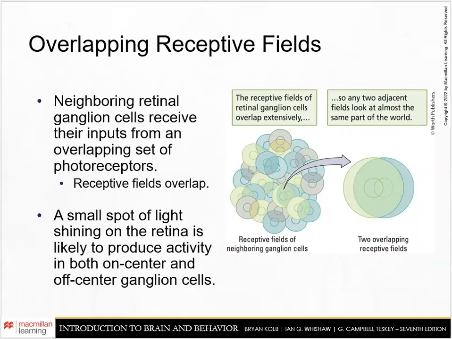So then there are these overlapping receptive fields, where neighboring retinal ganglion cells receive their inputs from an overlapping set of photoreceptors. The receptive fields of the retinal ganglion cells overlap extensively, like we're able to see here, so that any two adjacent fields look at almost the same part of the world with just small differences. And a small spot of light shining on the retina is likely to produce activity in both on-center and off-center ganglion cells. It's just going to vary on which ones that might be.